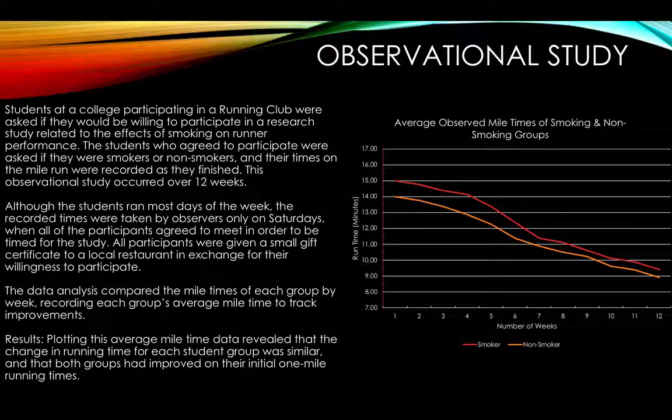And then the data analysis compared the mile times of each group by week, recording each group's average mile time to track improvements. So the results are over here on the right, and plotting this average mile time data revealed that the change in running time for each student group was similar, and that both groups had improved on their initial 1 mile running times. So you can see they started at around the 15 and 14 minute mark, and towards the end were down around the 9.5 minute mark.